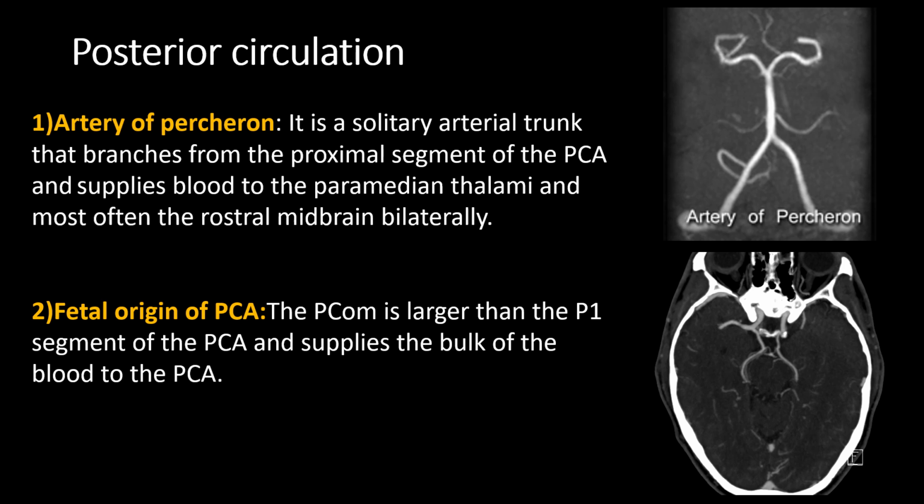Posterior circulation variants include the artery of Percheron, which is a solitary arterial trunk that branches off from the proximal segment of the PCA and supplies blood to the paramedian thalami and most often the rostral midbrain bilaterally. Then the fetal origin of PCA is termed when the PCOM is larger than the P1 segment of the PCA and supplies the bulk of the blood to the PCA. Here is an MR image showing bilateral fetal PCOM.